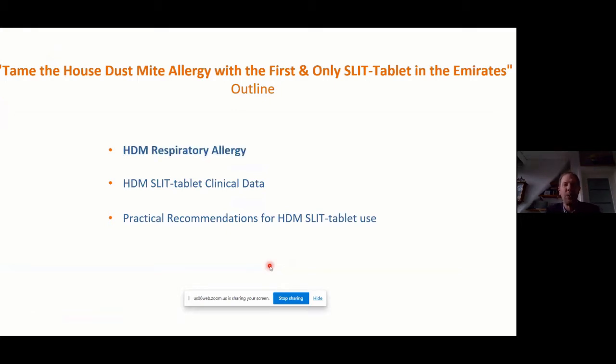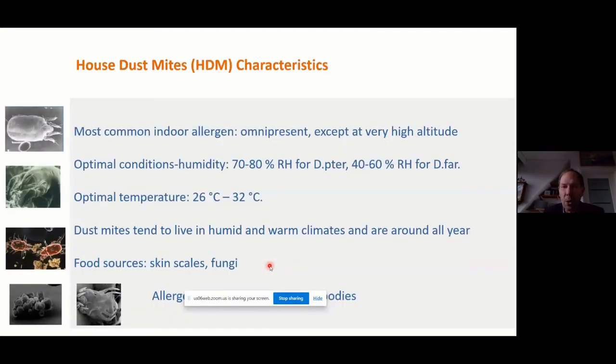So let's start with general topics about house dust mite allergy. I think you all know house dust mites. House dust mites are everywhere, and they love it humid and warm. They live preferably in the warm and humid climates of tropical areas, but they also live in the Emirates. They love to eat skin scales and fungi, and because of the skin scales, they also love your bed. They are present on your carpets and on your clothes, but they especially love your bed. This is the reason why many patients get symptoms also at night.